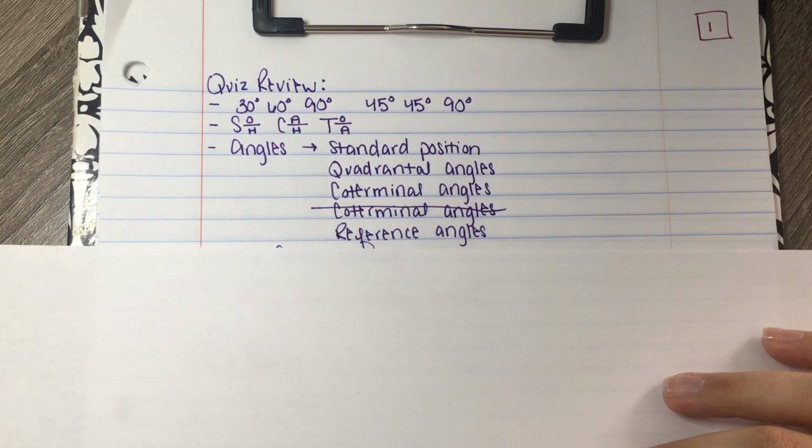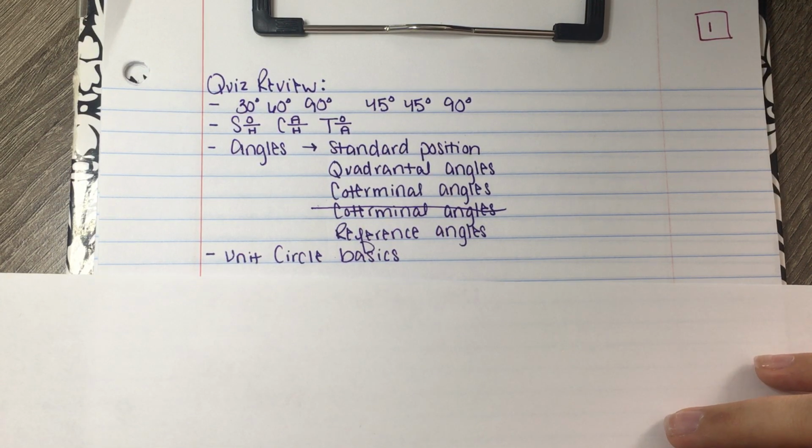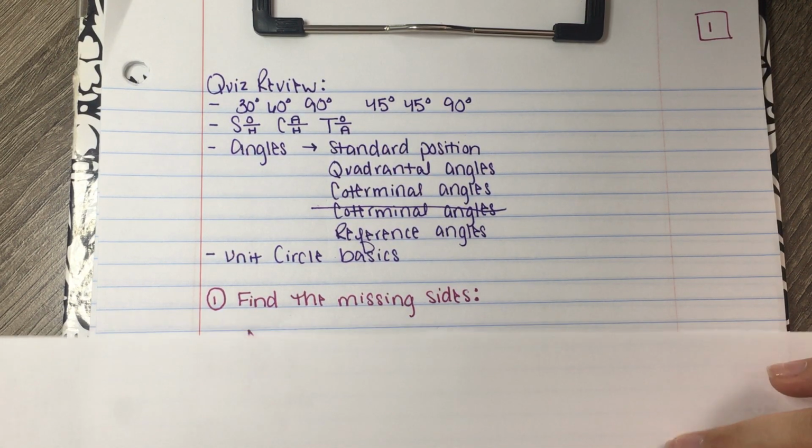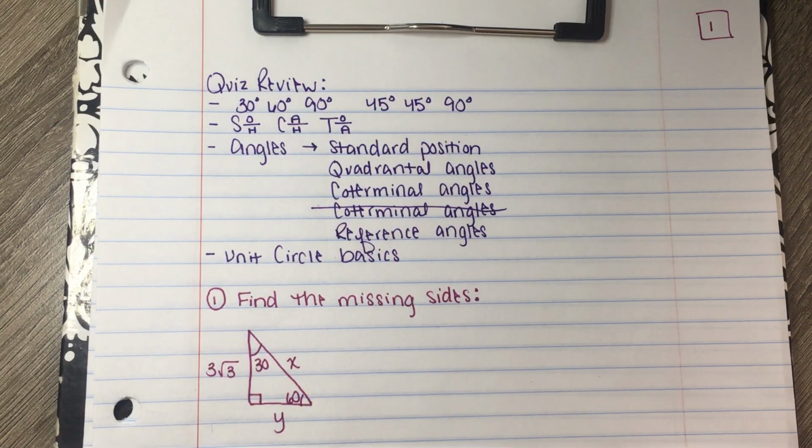And then the next one here is reference angles. And then after that, we're going to be doing very basics on a unit circle. All right, starting with our first topic, 30, 60, 90, 45, 45, 90. We're looking to find the missing sides of this triangle here. All right, finding those missing sides.